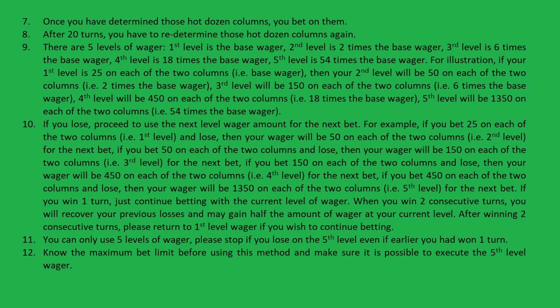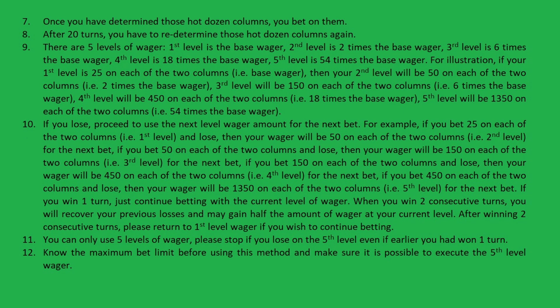If you win 1 turn, just continue betting with the current level of wager. When you win 2 consecutive turns, you will recover your previous losses and may gain half the amount of wager at your current level. After winning 2 consecutive turns, please return to first level wager if you wish to continue betting. 11. You can only use 5 levels of wager.